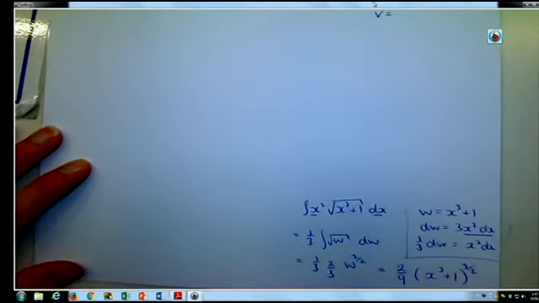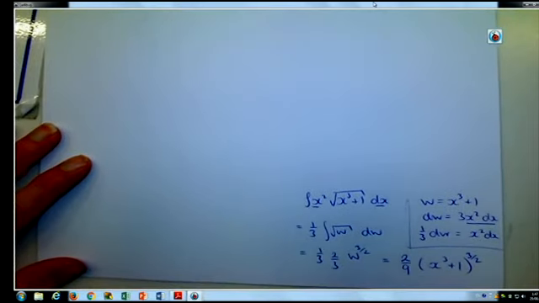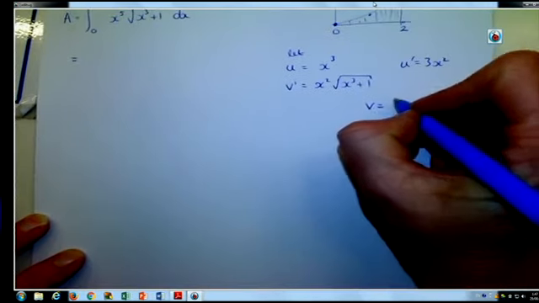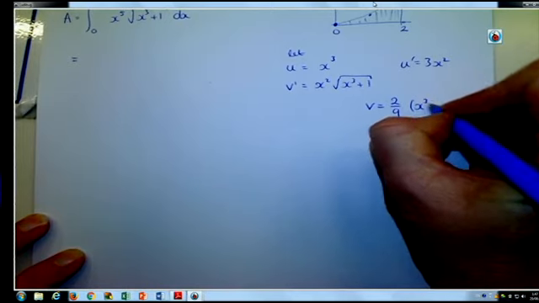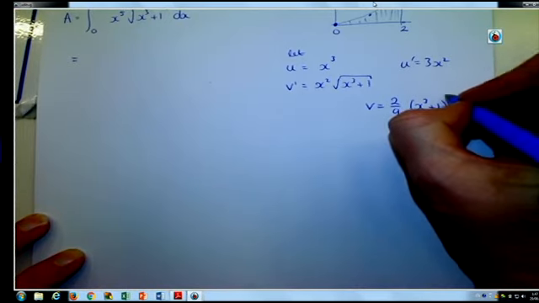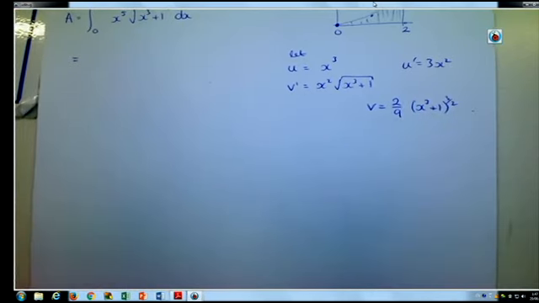Has everyone got that down? Shouldn't have done it quite so far down. All right, so if I put that here, 2 over 9 x cubed plus 1, 3/2. Okay.